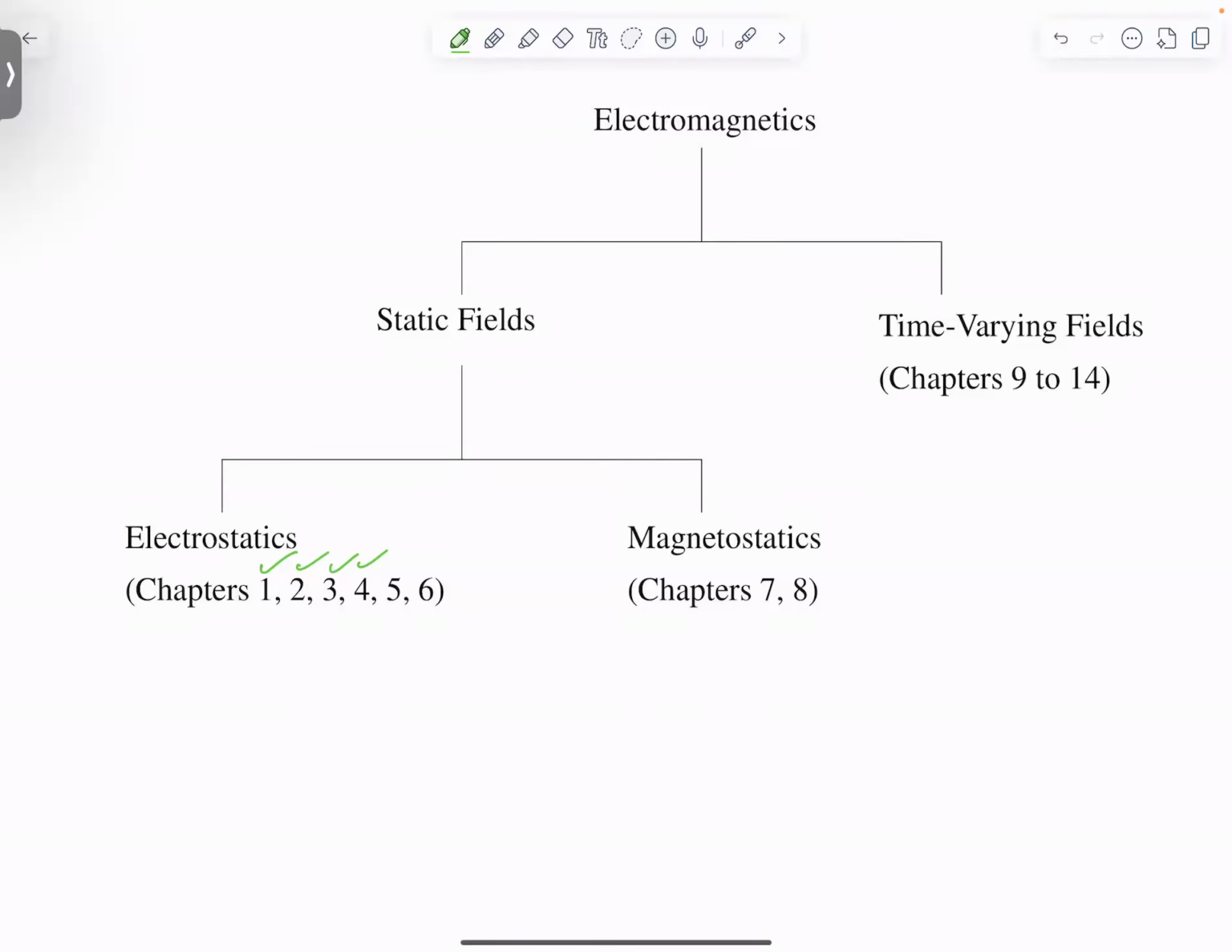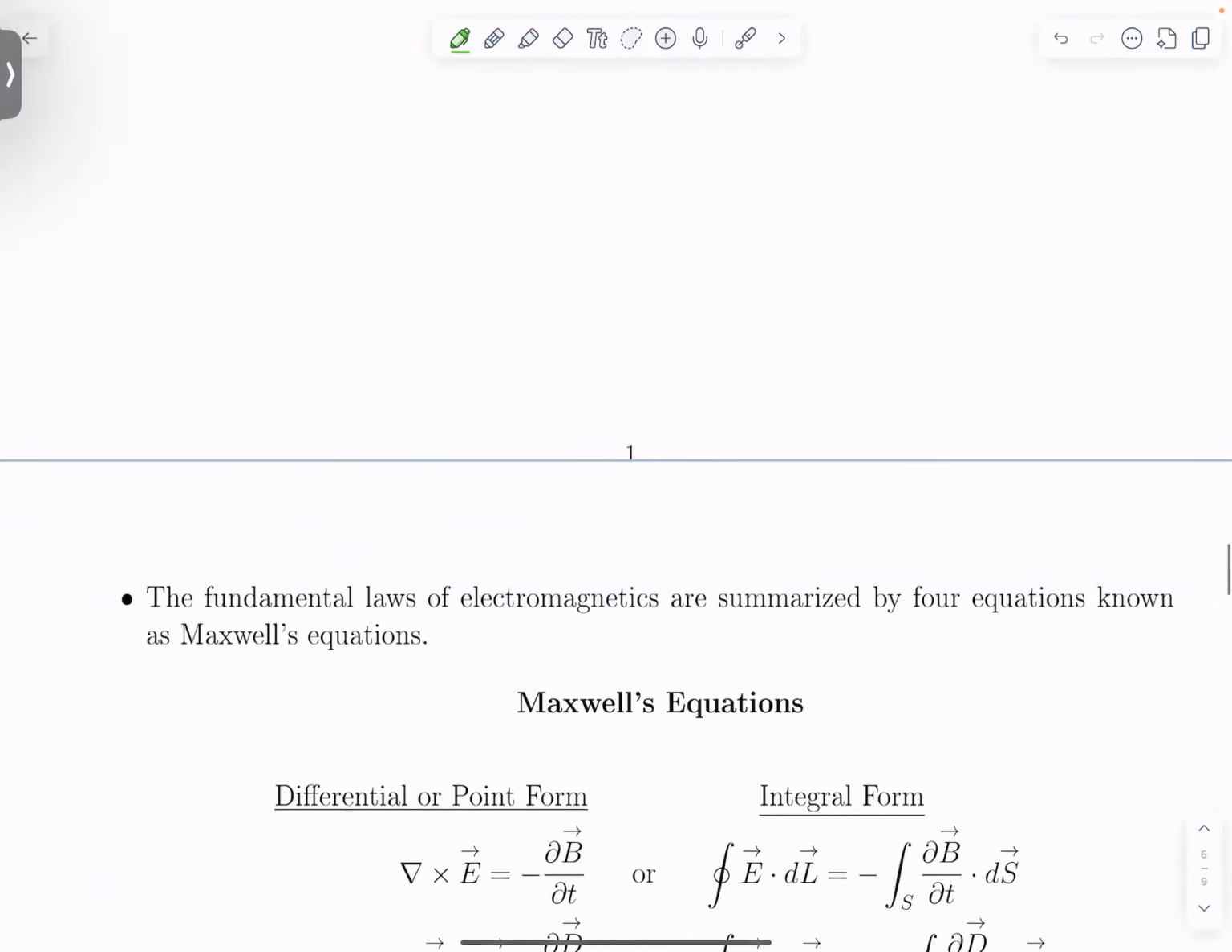Once we're done with electrostatics and magnetostatics, we'll bring them together. As we bring them together, we are going to get time varying fields. And that's in chapters 9 to 14, but we won't be able to cover all chapters, just a couple of chapters. So we are going to start magnetostatics, chapter 7.